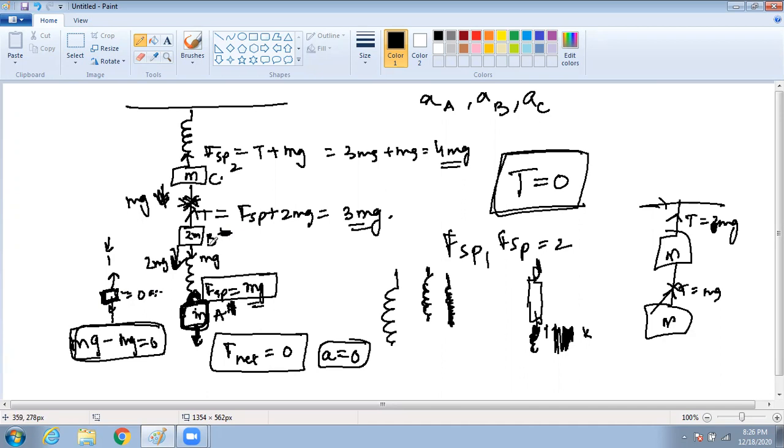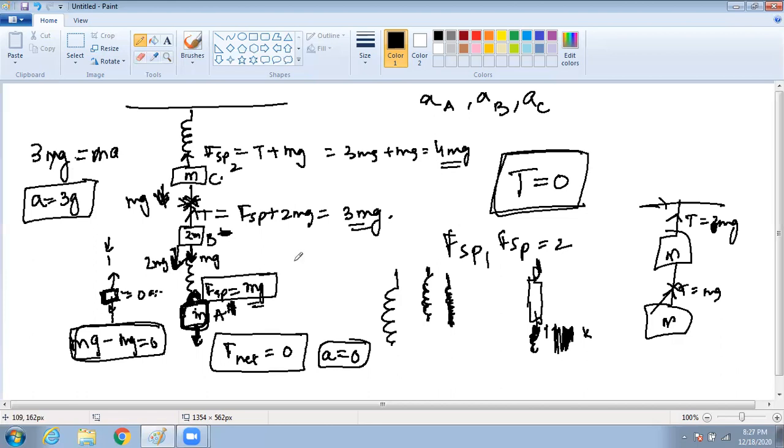Now let us consider the second object, the second block. What will happen? Now tell me. F_sp will be equal to 3mg. F_sp will remain the same, will it change? No. So what is the net downward force? mg plus 2mg, that is 3mg. So 3mg is equal to ma. m gets cancelled. So a is equal to 3g.